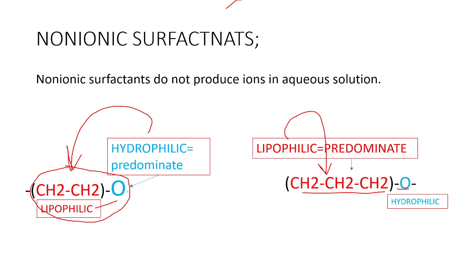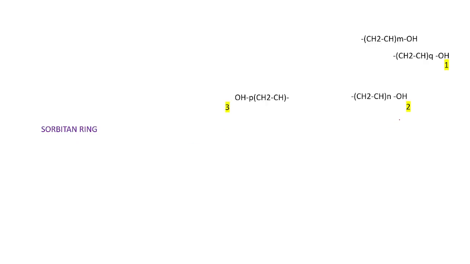See, this oxygen will easily solubilize these two carbon moieties. This oxygen cannot solubilize the three carbons. The capacity of oxygen is that it can solubilize only two carbons. Since ethylene oxide is hydrophilic in nature, propylene oxide is lipophilic in nature.